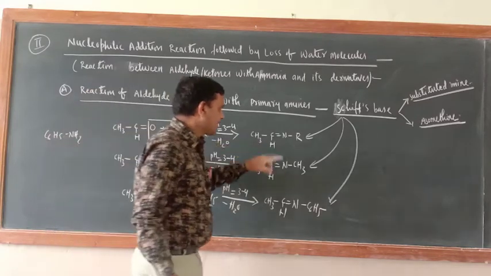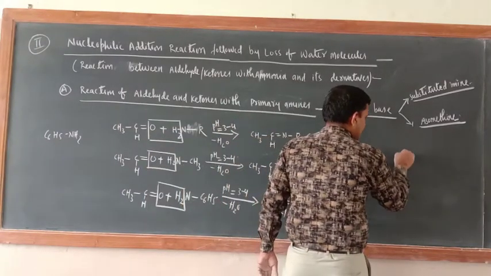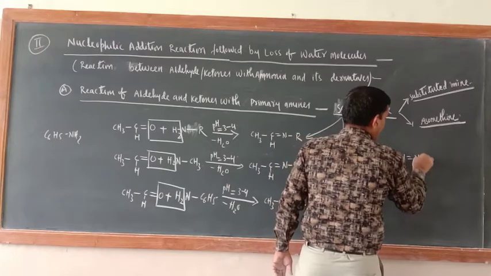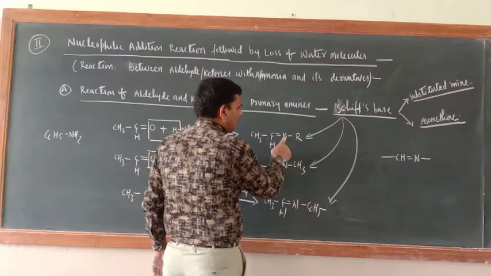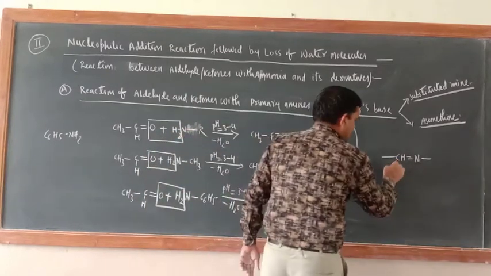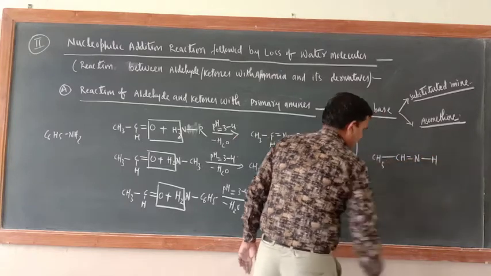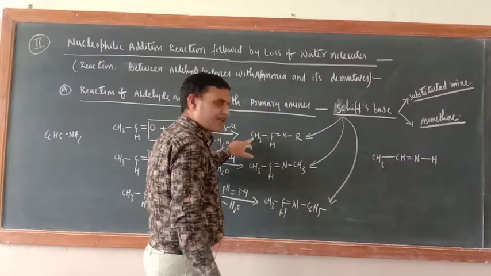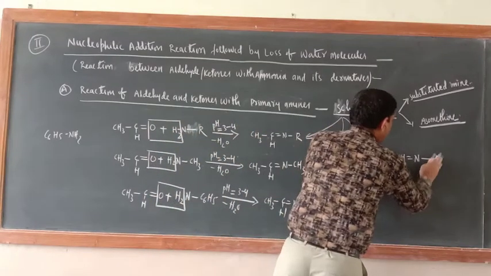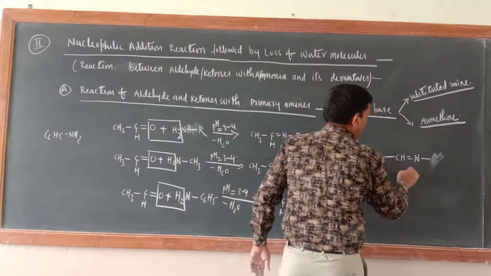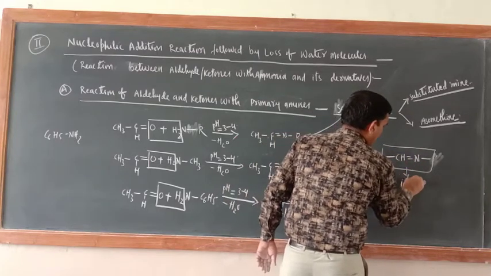So just see here, when I taught you imines, in imines what was there? CH double bond N, like that was there or not? Here also just see CH double bond N, and actually it was like that, CH3 CH double bond NH. Now CH3 has come from the aldehyde group. What is this one? Imine.